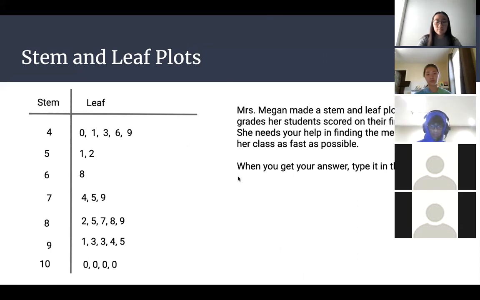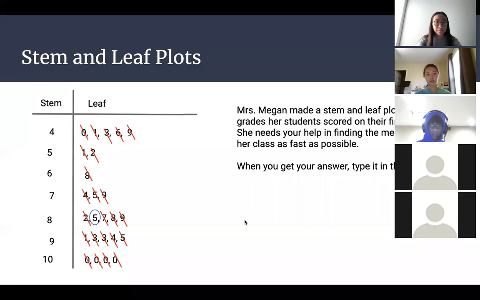I'm going to wait for some more people's answers. Okay. Yeah, the answer is going to be 85 here. And the fastest way we do this is we don't have to look at the stems. We can just look at the leaves and find the middle term of the leaves without having to look at the stems at all. And we find that the middle term is going to be that 5, and we look at the stem there and we get 85 as our answer.